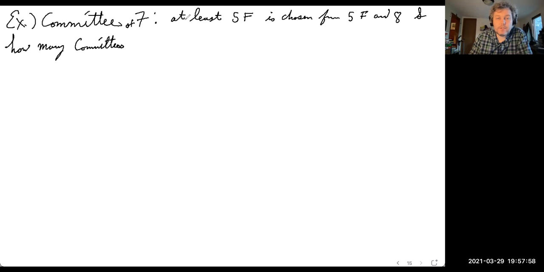I have to choose at least 5 freshmen. So at least 5 freshmen means 5 and up. But with this problem, we only have 5. Now the other one is, we have 7 and we have 8 sophomores. So this should be good. Just double checking something.